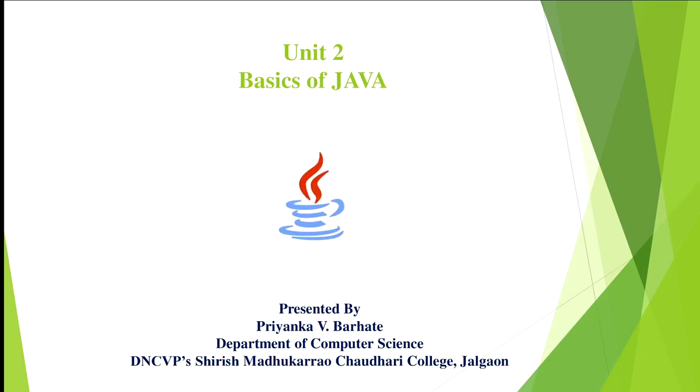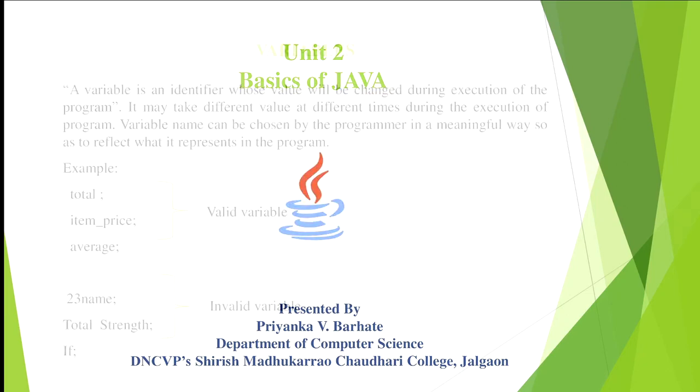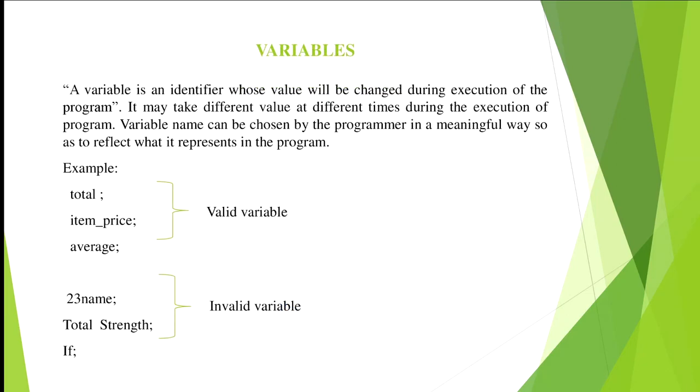Dear students, today we learn about basics of Java. This unit consists of the basic terms related to the Java programming. This unit consists of variables, the rules for constructing variables, operators, data types, command line arguments, etc. First, we see about variables.